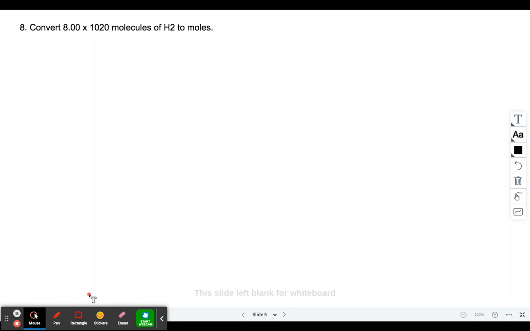Okay, and the last one says convert to 8.00 times 10 to the 20th. And so remember, this is not giving me exponents, so I need to change that to an exponent. So it should be 10 to the 20 molecules of H2 to moles, and there should be a little 2 at the bottom. Okay, so let's set up our know, what we want, and what we're going to get rid of.